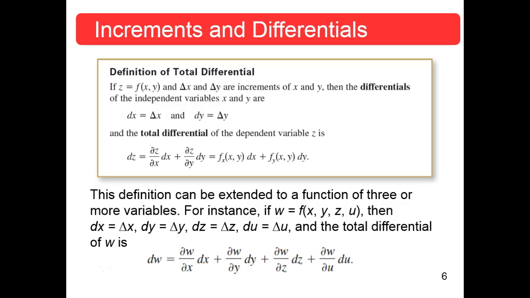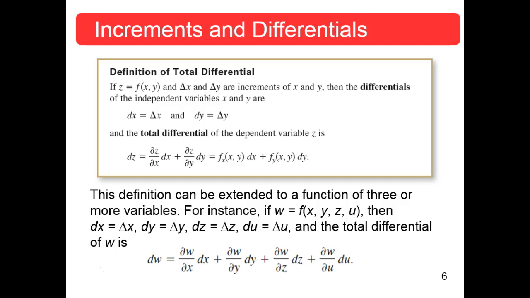Okay? Now, you could have said that with f's here. The change of w would be the partial of f with respect to x, dx, plus the partial of f with respect to y, dy, plus the partial of f with respect to z, dz, plus the partial of f with respect to u, du. And those, of course, could have been f sub x dx plus f sub y dy plus f sub z dz plus f sub u du. Okay. Lots of ways to write them. They all mean the same thing.